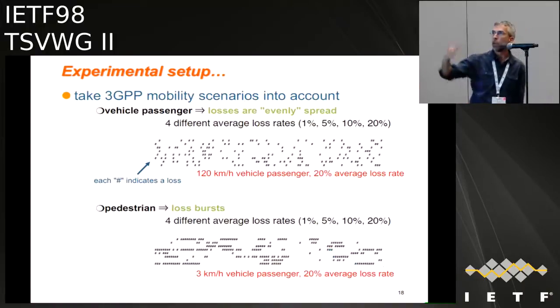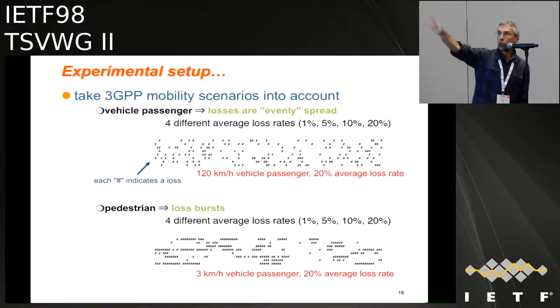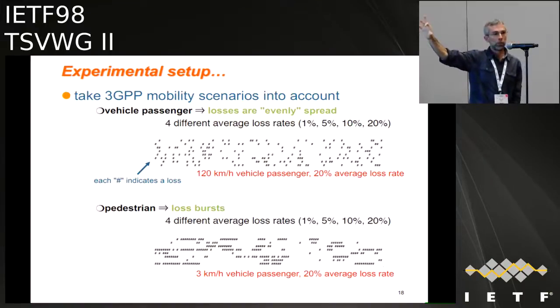It's not that important. Just one more slide to introduce the loss models that we considered. Those loss models are the ones by 3GPP, mobility models by 3GPP. There are two types of mobility considered. One of them is for a vehicle passenger, and the other one for a pedestrian. And in those two figures, what you see is the packet losses. When there is a white space, the packet gets to the destination. When there is a sharp sign, it means that there is a packet loss.